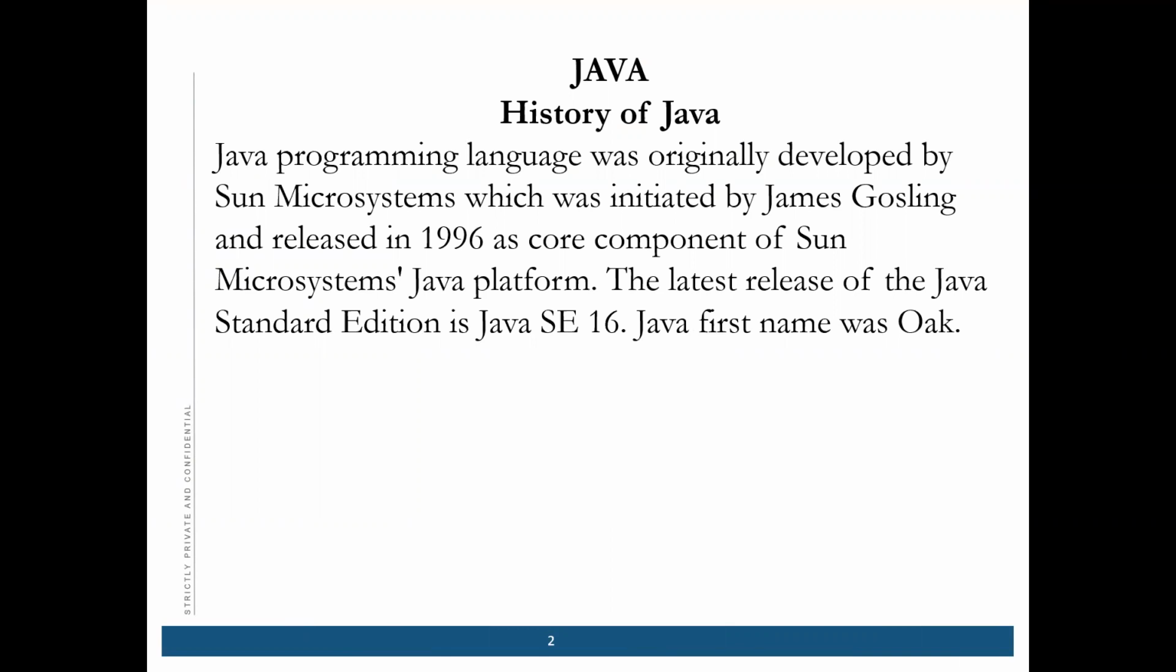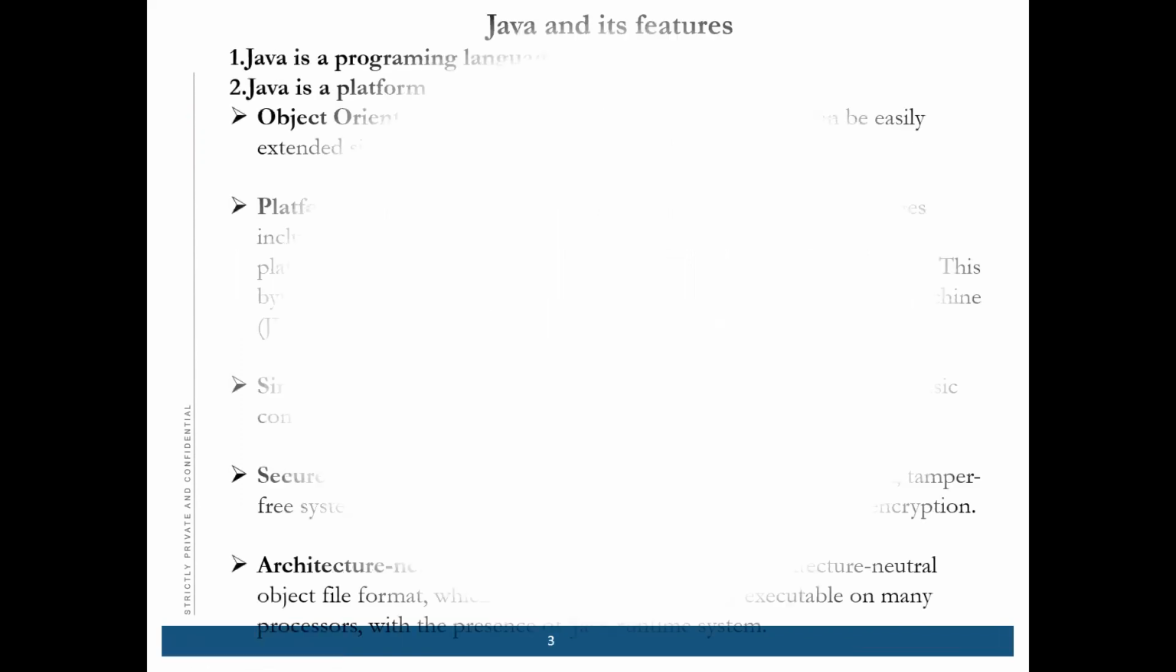Java programming was originally developed by Sun Microsystems, which was initiated by James and released in 1996 as a core component of Sun Microsystems' Java platform. Okay, so the latest release is now SE16. We'll see when we install the Java JDK; at that time I'll update this. And Java was first named Oak.